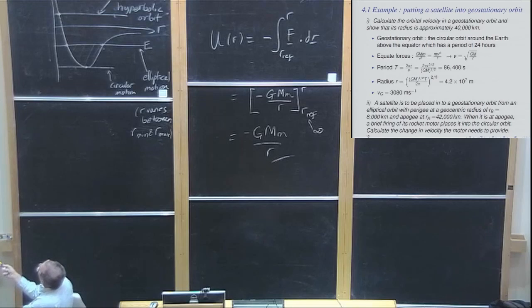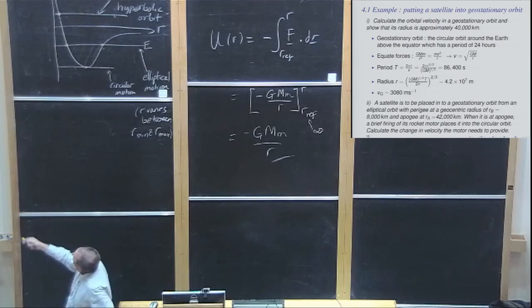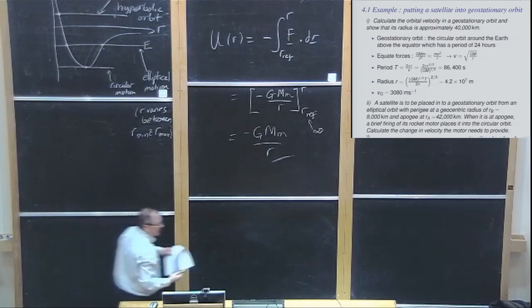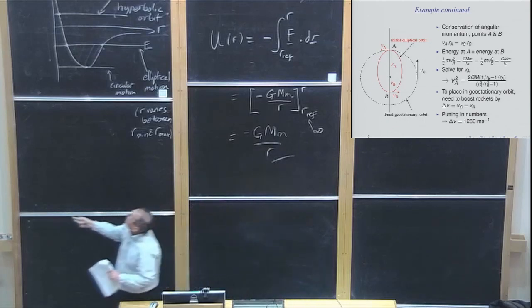So the satellite is to be put in a geostationary orbit, but it starts in an elliptical orbit with a perigee at a certain point and an apogee at another point. So the perigee and the apogee, these are also pieces of jargon you should not be intimidated by. So this is in the elliptical orbit. Let's actually just look at the picture. It's easier to describe. So here is an elliptical orbit.